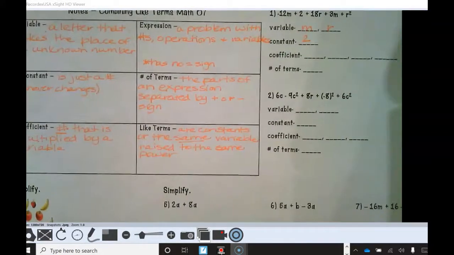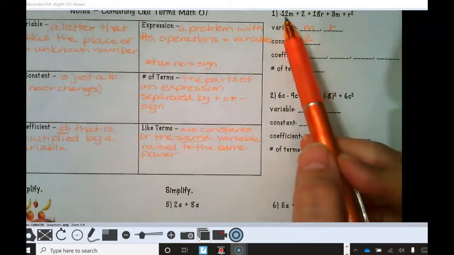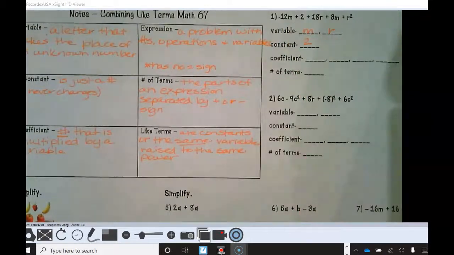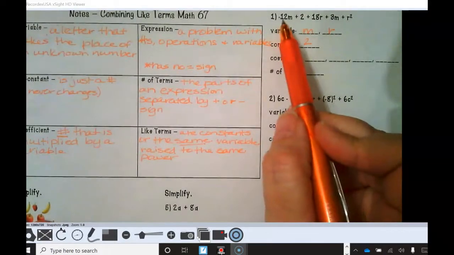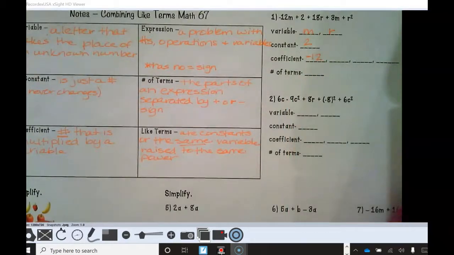Next term, coefficient. That's that really weird word. It is the number that is multiplied by a variable. So we look for multiplication, and the most common way to show that is when you put the number right beside the variable. So the first coefficient that we have is a -12. The sign in front of the number goes with that number, guys. Don't forget that.